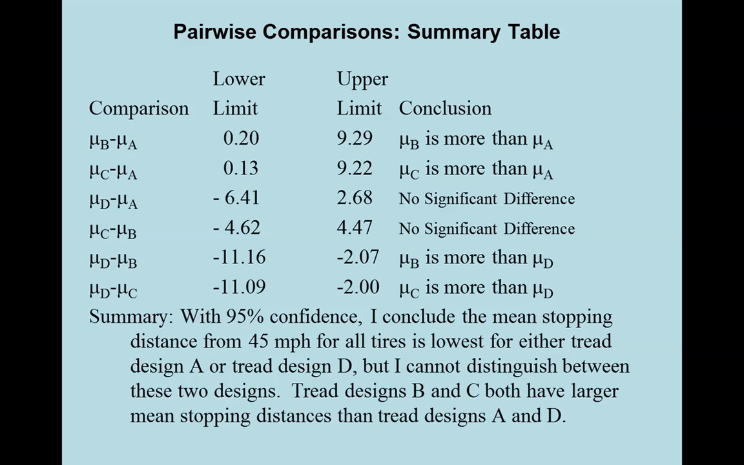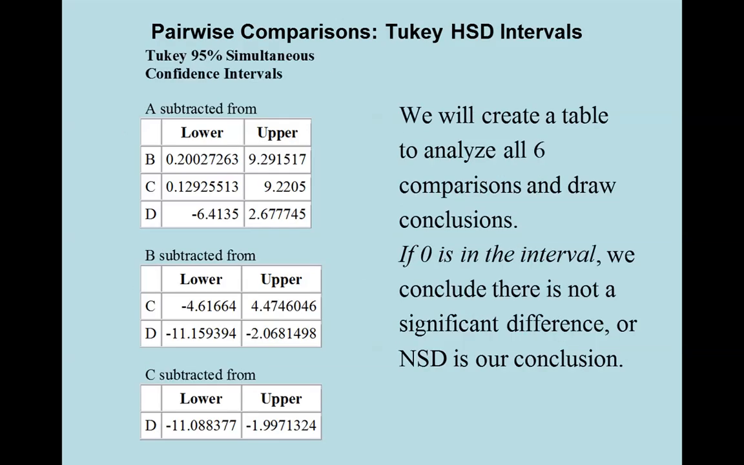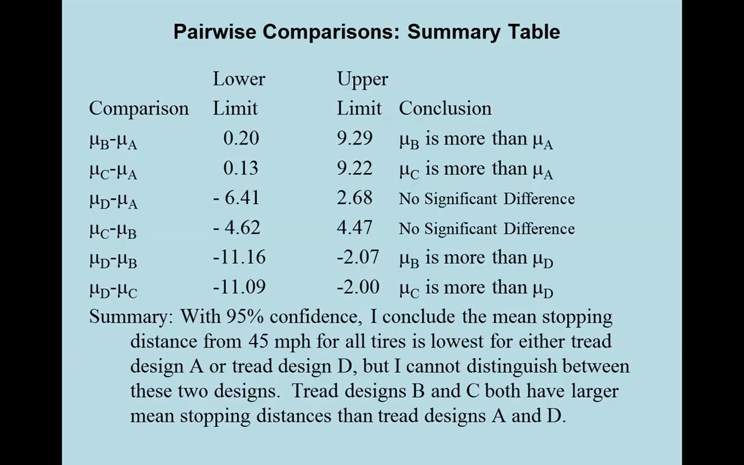The next line is mu sub c minus mu sub b. So I'm just going to page back and show you now we're in the second table where it says b subtracted from c and b subtracted from d. And then the last line in the table on the next slide will be the c subtracted from d. So mu c minus mu sub b goes from negative 4.62 to positive 4.47. Again, negative to positive, so that tells me zero is in the interval, they could be the same, so I'm going to write no significant difference.